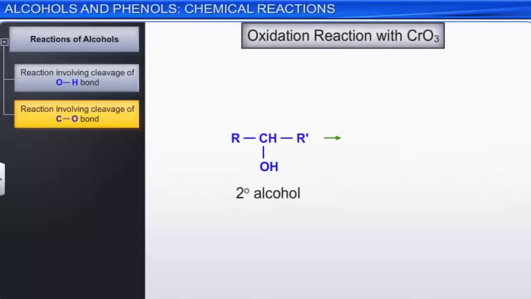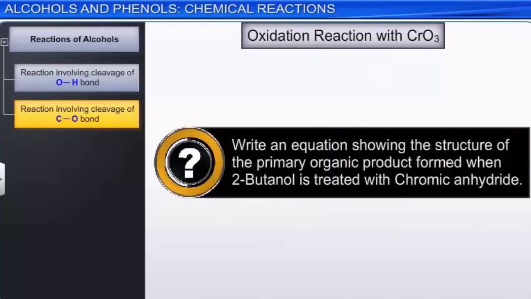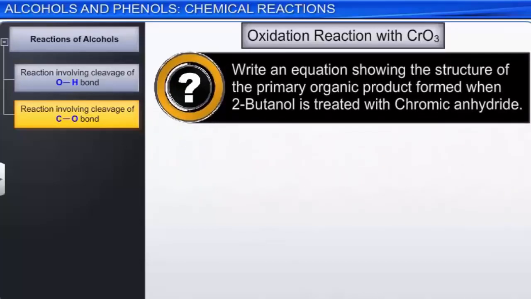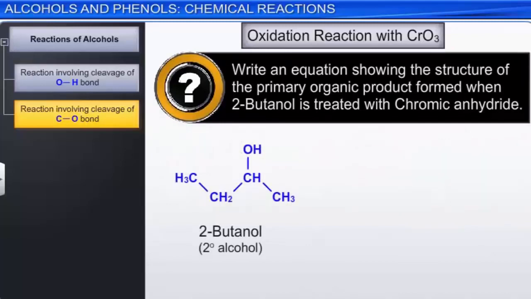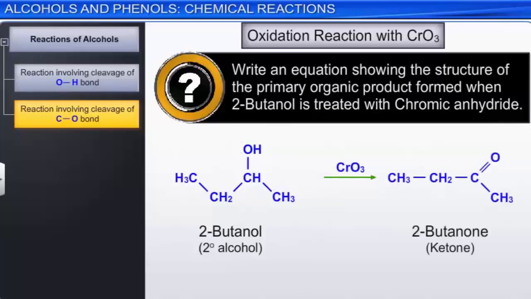Treating secondary alcohols with chromic anhydride will produce ketones. Try to answer this question independently before checking the answer. Write a balanced equation showing the structure of the primary organic product formed when 2-butanol is treated with chromic anhydride. 2-butanol is a secondary alcohol. Chromic anhydride oxidizes secondary alcohols to form ketones. The product is 2-butanone.